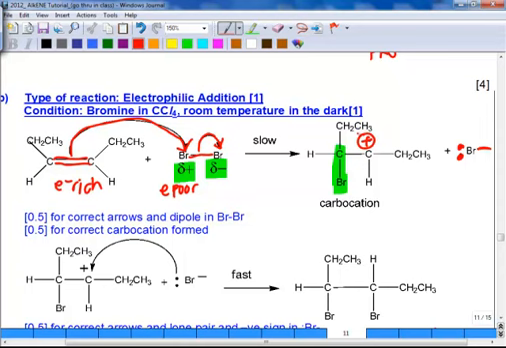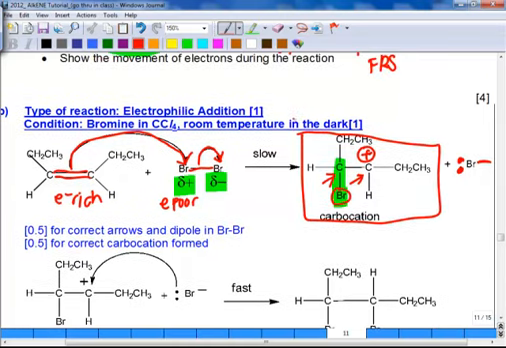Everybody follow? And over here, does it matter which carbon you add the Br to? Does it matter? No, because the alkene is symmetrical. So it doesn't matter whether you add the Br to this carbon or this carbon. Okay, so this part is called a carbocation. You also need to label carbocation. And an alternative name for this carbocation starts with I, N, T, E. Correct. Intermediate.